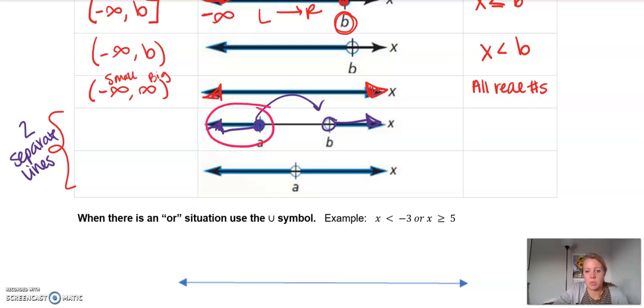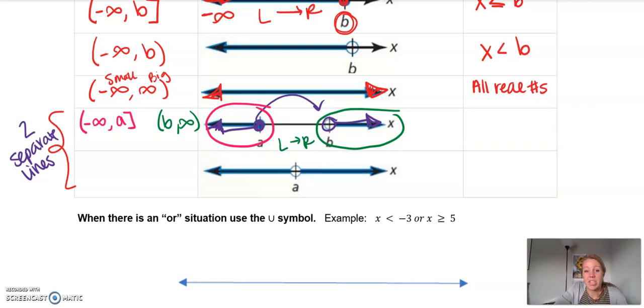If I just focus on this one, then this means that I can go from negative infinity to a. And if I focus on the second one, that's an open circle, from b to infinity. Notice I'm still writing from left to right both times. The way we make sure that we are talking about both of those, both of those are the places where x can be, I use this U shape, which means or in math. So when there's an or situation, meaning I can be over here or over there, we use that big U symbol. So it means or in math.